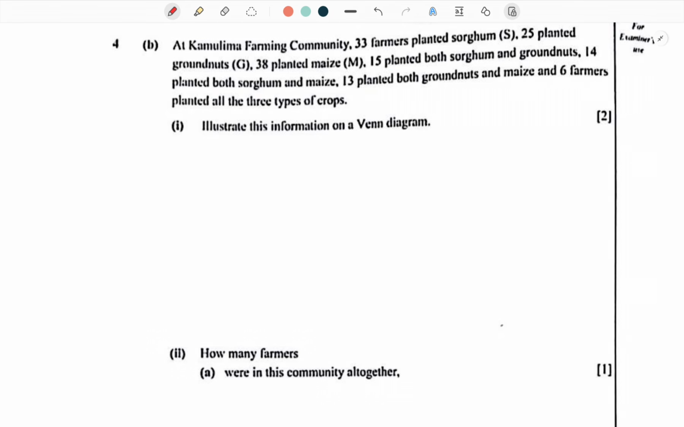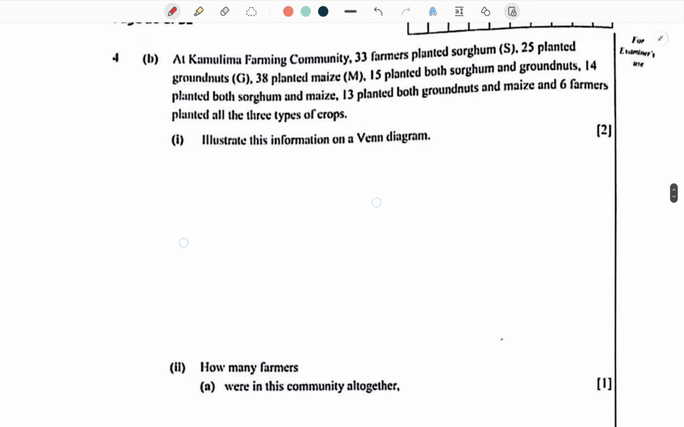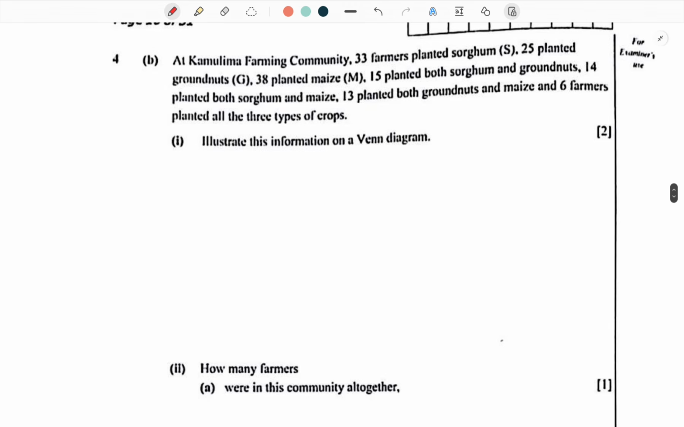Let's see, we have this interesting question, which was simply saying, at Kalumilima farming community, 33 farmers planted sorghum, 25 planted groundnuts, 38 planted maize, 15 planted both sorghum and groundnuts, 14 planted both sorghum and maize, 13 planted both groundnuts and maize, and 6 farmers planted all the 3 types of crops. Illustrate this on the Venn diagram.